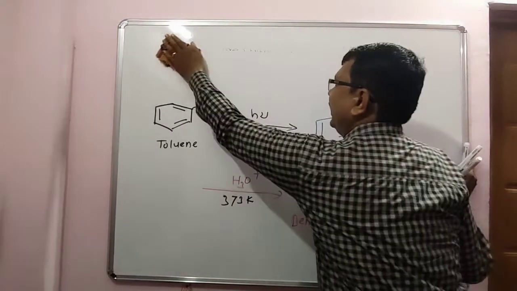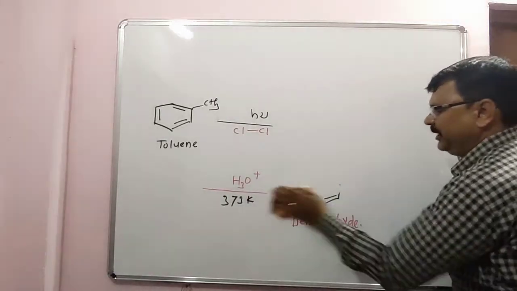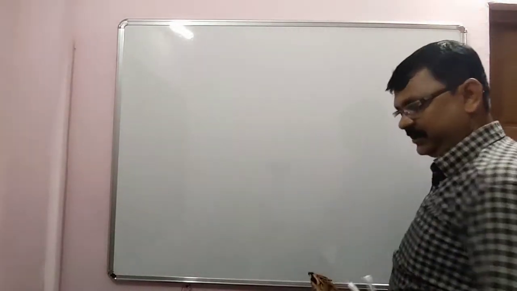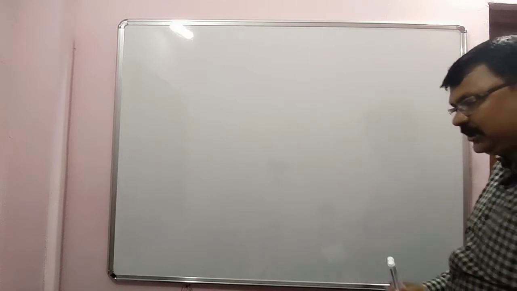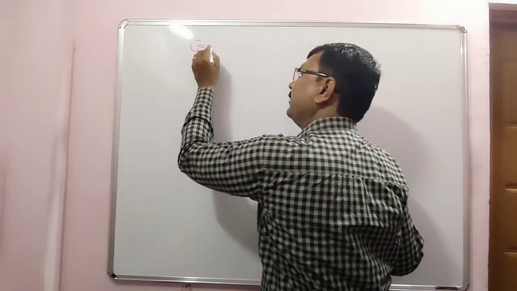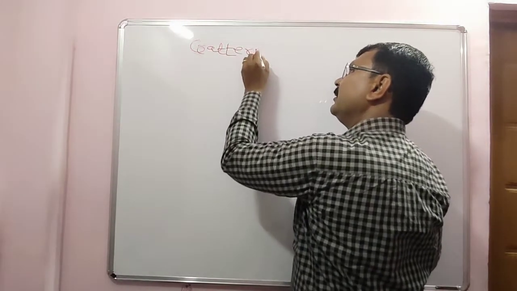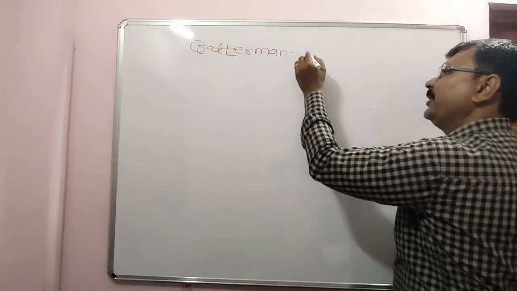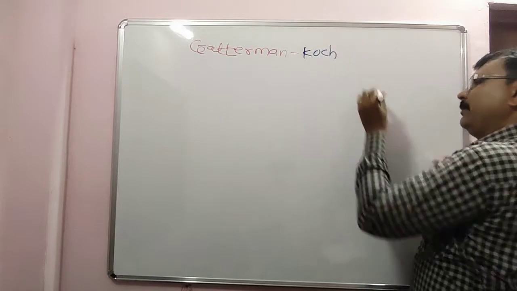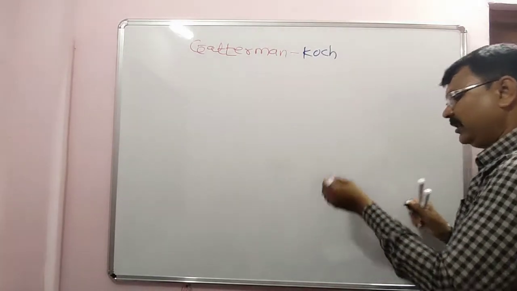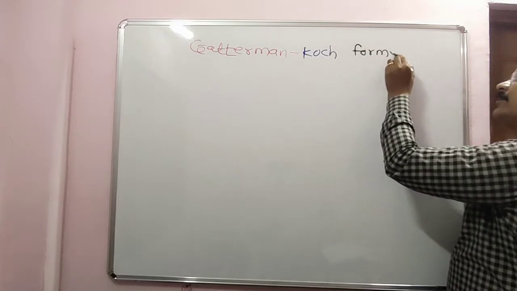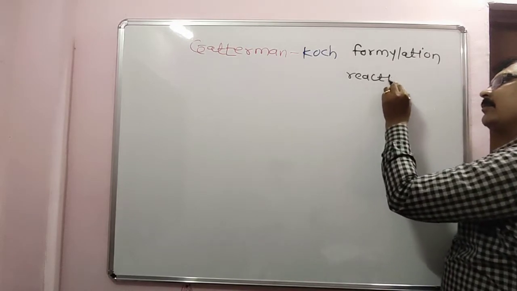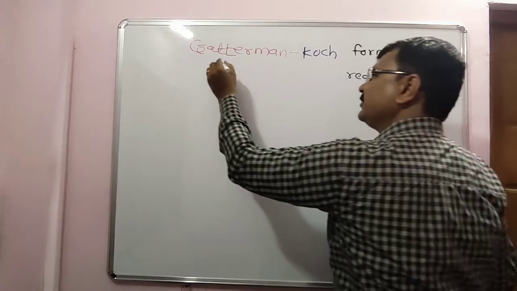Next, look here, the next preparation method of aromatic aldehyde is the Gattermann-Koch formylation reaction.